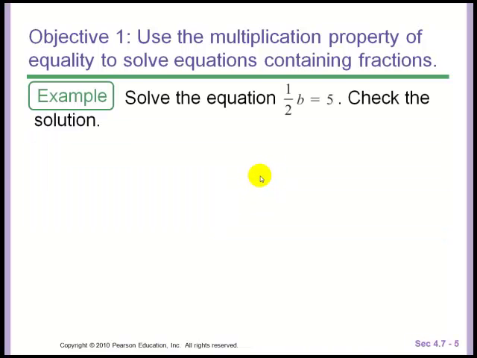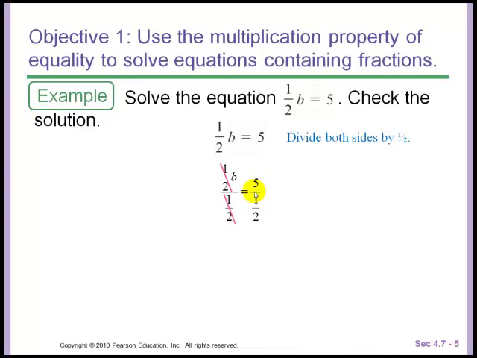Example, solve the equation 1/2 b equals 5. Check your solution. 1/2 b equals 5. Our goal is to get the variable b to have a coefficient of 1. The way we remove the 1/2 is to divide by 1/2. So we're going to divide both sides by 1/2. When you divide a number by itself, it equals 1. It cancels out. Whether that number is a whole number, an integer, a fraction, or a decimal does not matter. When you divide a number by itself, it cancels out and equals 1.